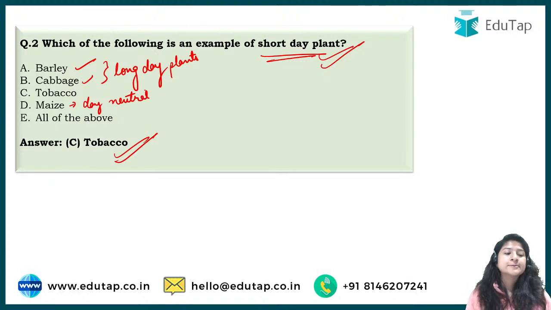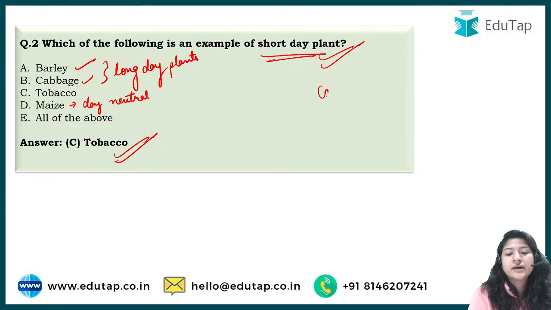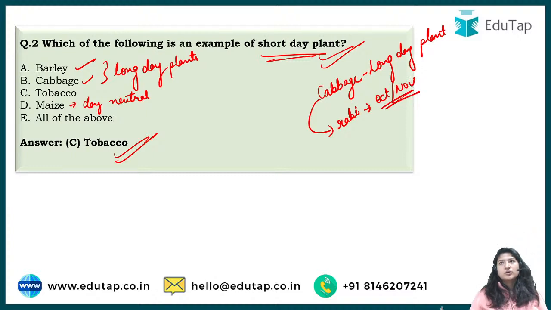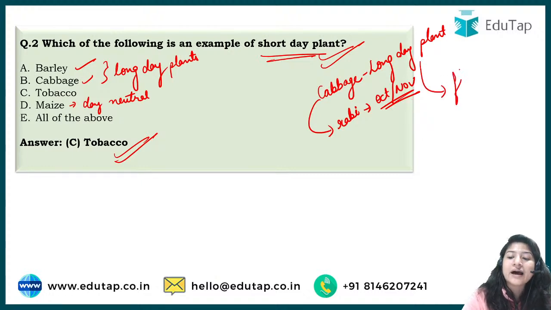Basically what happens, see, if we go for cabbage, cabbage is a what? It is a long day plant. But cabbage is a rabi crop. Rabi means it is sown somewhere in October, November, or you can say it is grown in the winter season. So if this crop is in winter season, how can it be a long day plant? Because in winters we know days are short and nights are long, right? So basically what is the concept? This short day, long day plant term is given according to when the flowering happens.